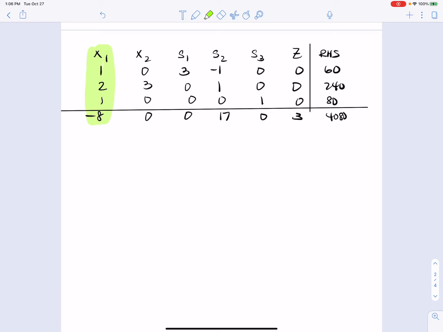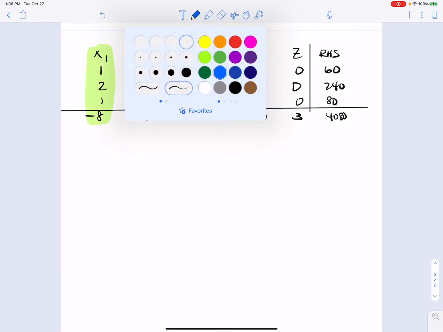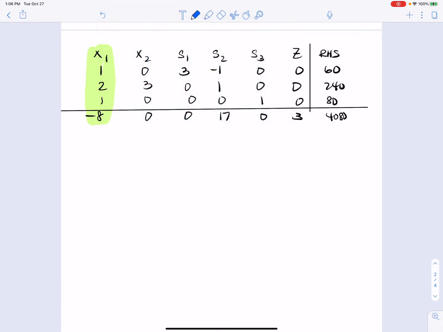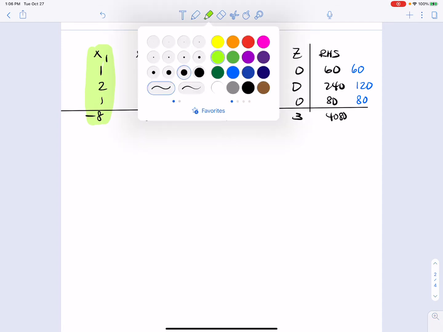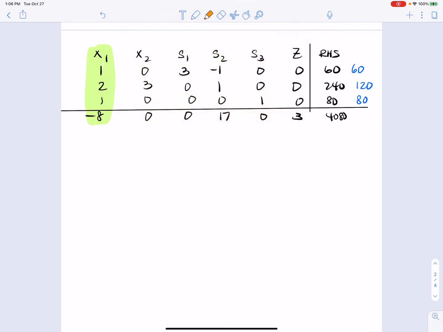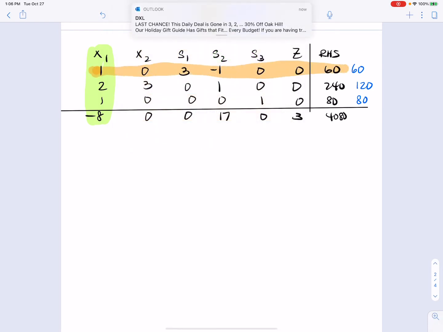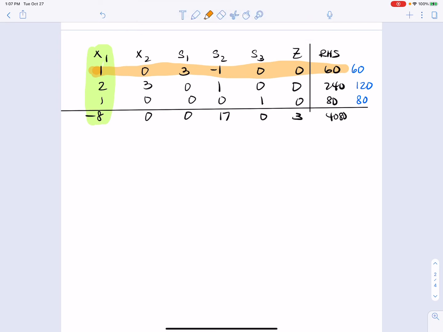Now, we compute our ratios, which I'm going to do in blue off to the side here. So we have 60 over 1, which is 60, 240 over 2, which is 120, and 80 over 1, which is 80. So that means we can bring x1 into this as much as 60 units and not bump any of the constraints. So I am going to highlight that row. And thank goodness we have a nice pivot. 1 is the best pivot you could ever ask for.